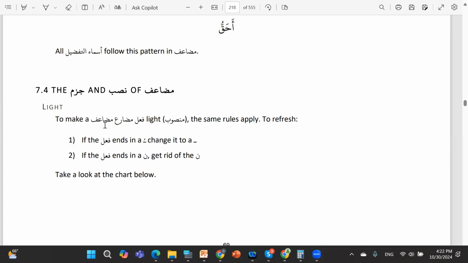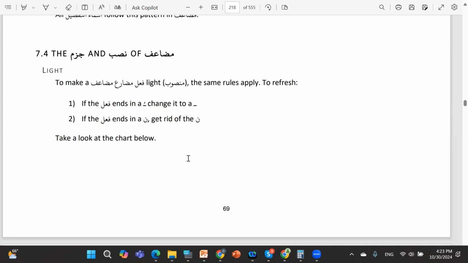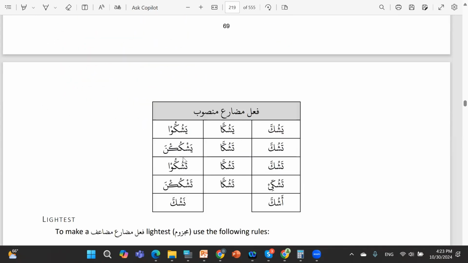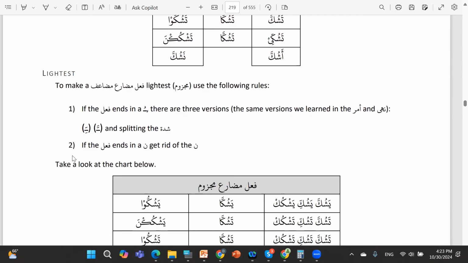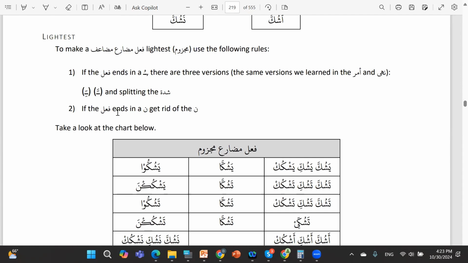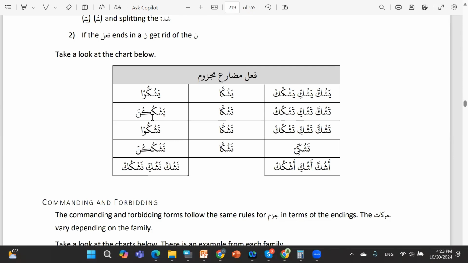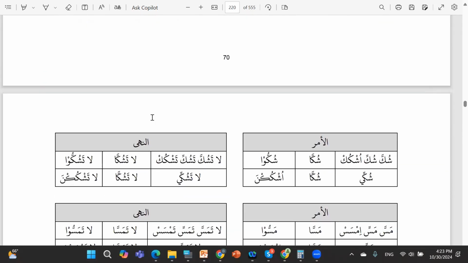Now we just covered this. To make it light, if dhamma is there, you turn it into fatha. If noon is there, then you remove the noon to make any muda'af word light. But hunna and antunna remain the same because these are mabniyan. And to make the lightest, the words that have dhamma at the end have three versions of the lightest. But if the present tense has a noon at the end, then you just remove the noon and make it lightest, and there's only one form for that word. Okay.